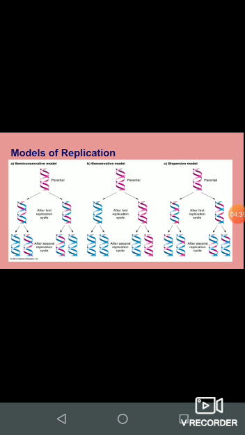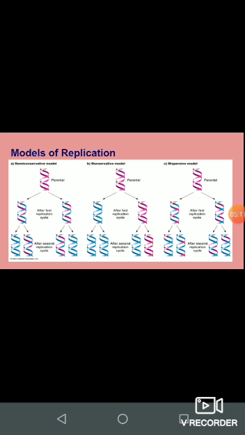And the third one is called dispersive. In the dispersive replication mechanism, segments of newly synthesized and parental strands pair alternatively, in a zigzag manner. Such a model is called the dispersive model.